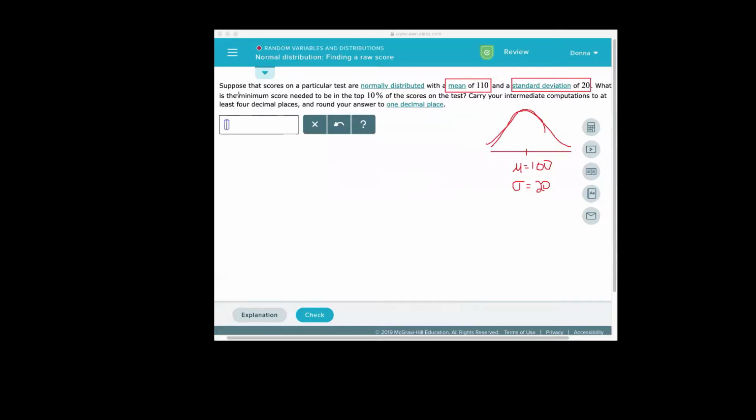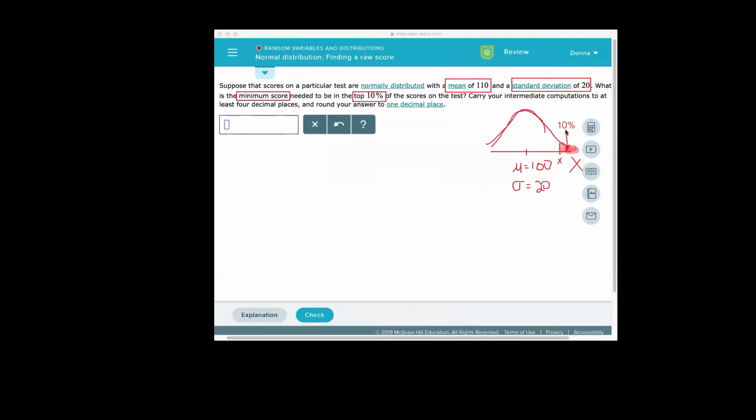The minimum score needed to be in the top 10%. If we're in the top 10%, that's going to be on the right-hand side. And so we want this area to the right to represent 10%. Maybe I'll make it look a little bigger. And we want to find this particular raw score, this particular x value for this normal distribution, where the area to the right is 10%. Oops, I have 105. Let's fix that.